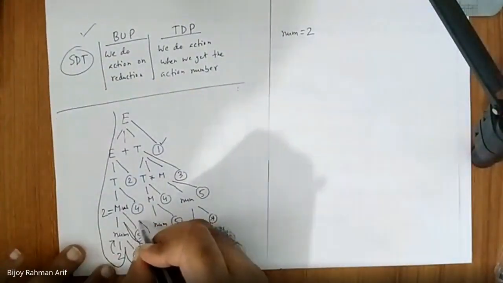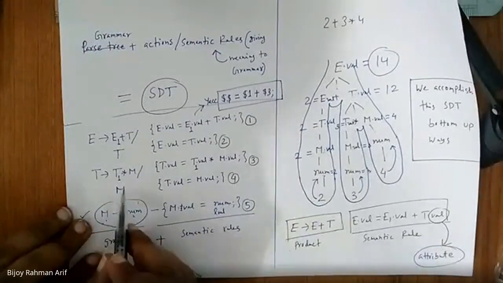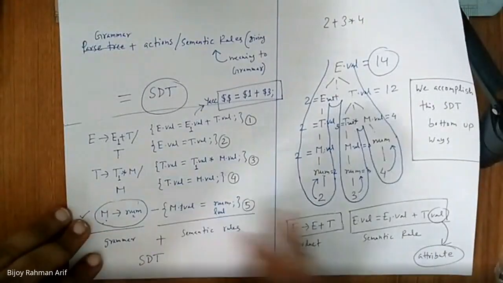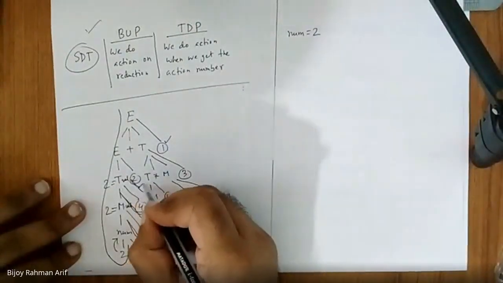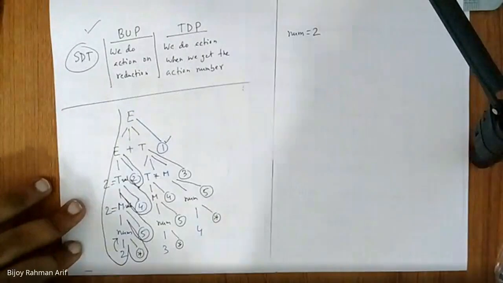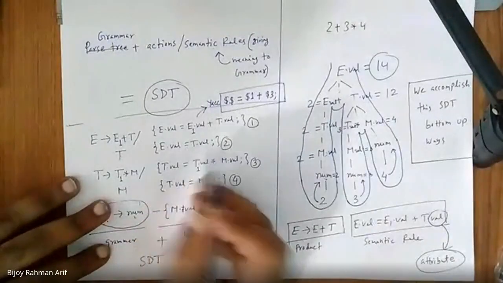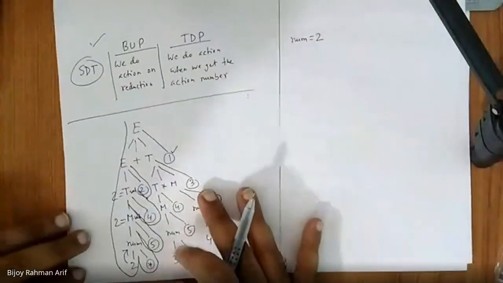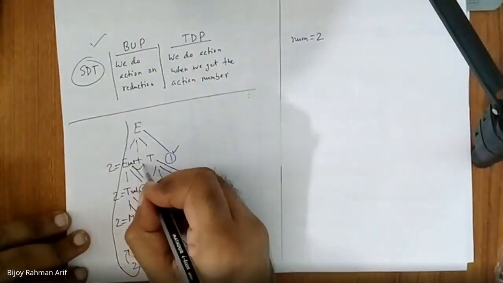Then again go to T4. What is the action? T.val is equal to M.val. So this T.val would become 2. Again move to this 2. What is the action? E.val becomes T.val. So E.val is 2, plus, no action.